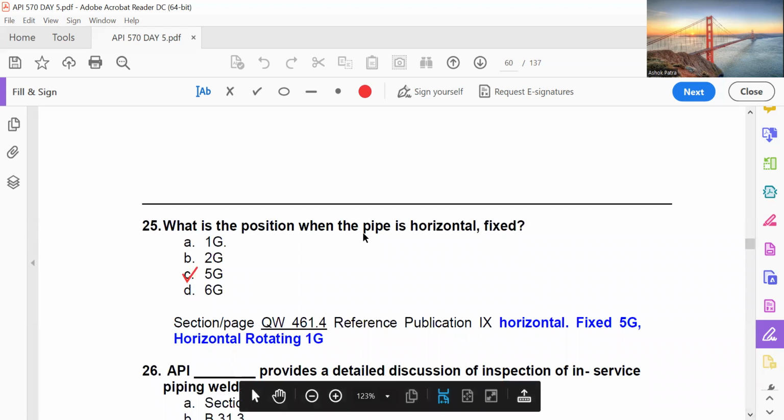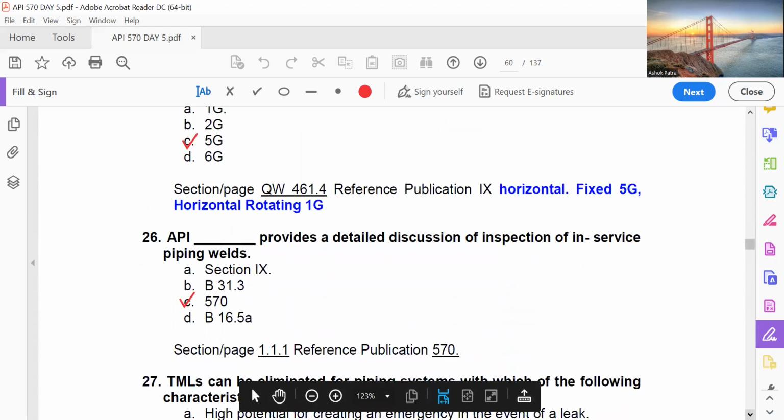So what is the position when the pipe is horizontal and fixed? 5G. Horizontal rotated is 1G and fixed is 5G. API 570 provides detailed discussion of inspection of in-service piping.